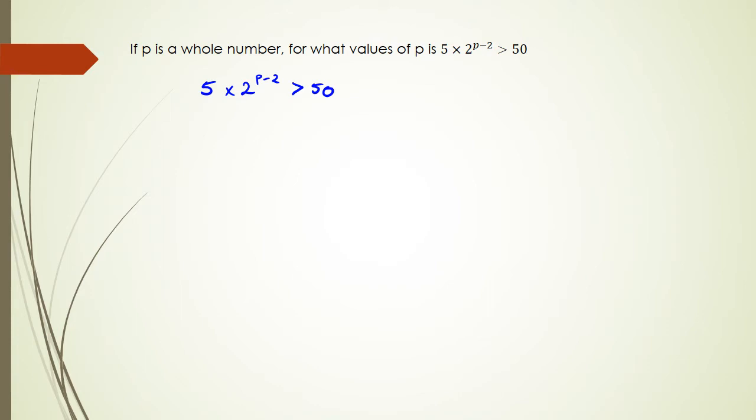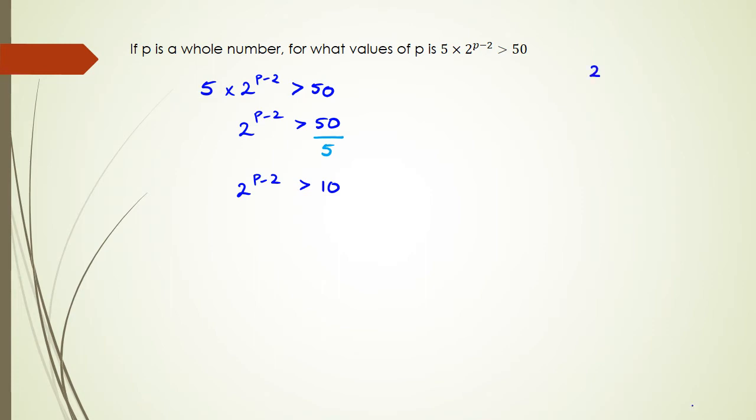But what I can do is rearrange things. So I'm going to get rid of the 5 first. I'm going to have this as 2 to the power of p minus 2 is greater than 50, and because 5 is coming to the right hand side, it's divided by 5. So then we have 2 to the power of p minus 2 is greater than 10. And I guess this is where you need to start thinking about, because p is a whole number, what are some of the values that you could potentially have.